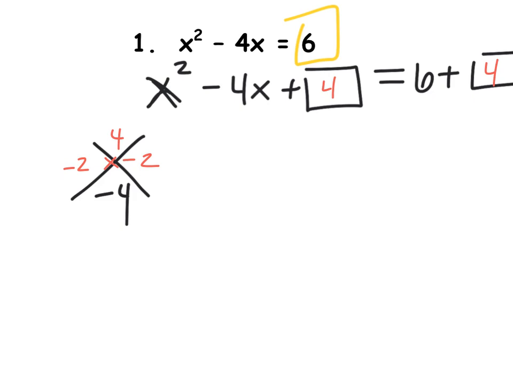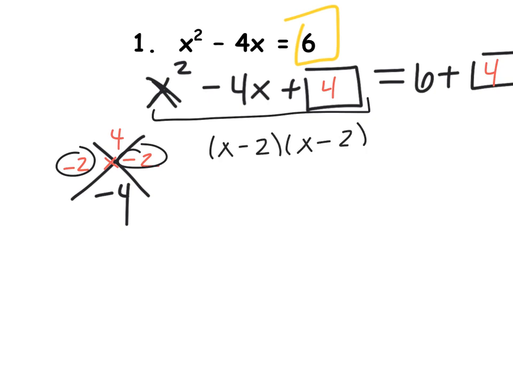I now factor x squared minus 4x plus 4, which is just x minus 2, x minus 2. And then I combine my like terms. What's 6 plus 4? 10. Okay. We now make this side look less busy. So we'd write it as x minus 2 squared equals 10.